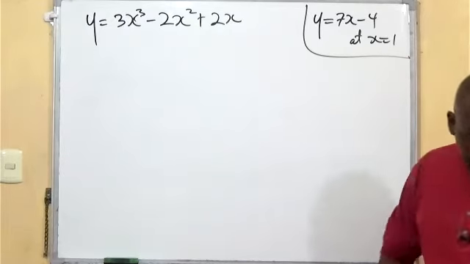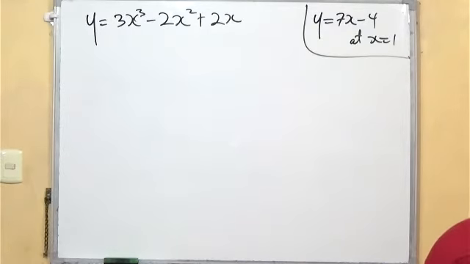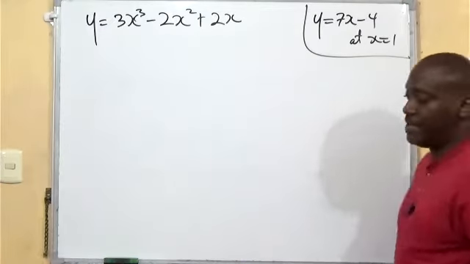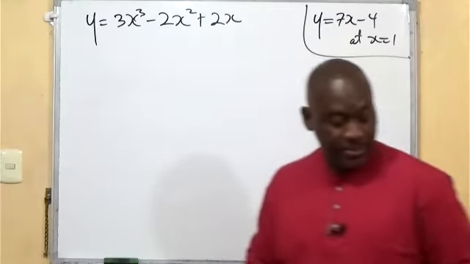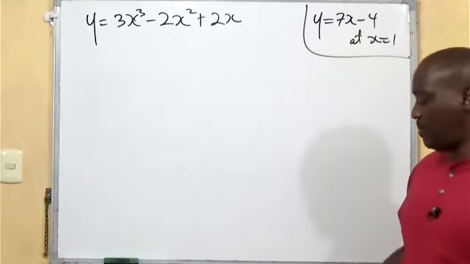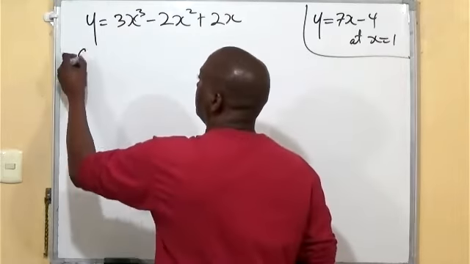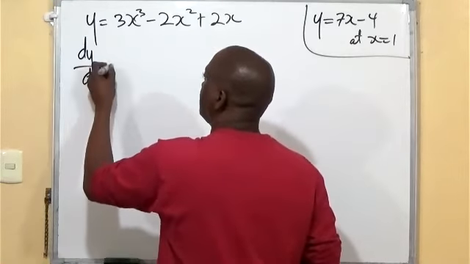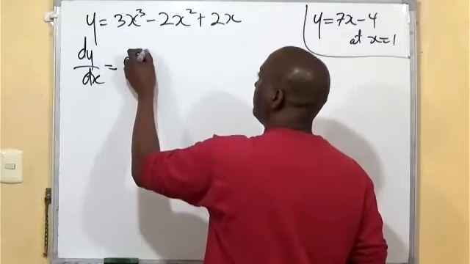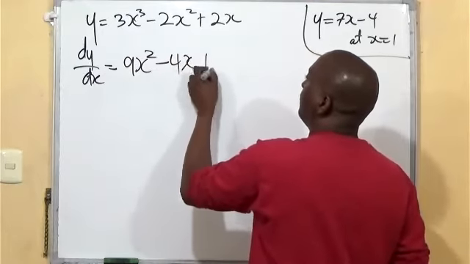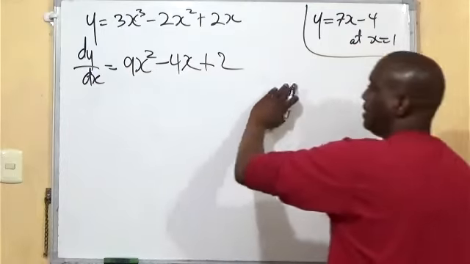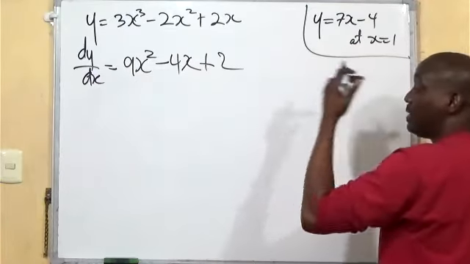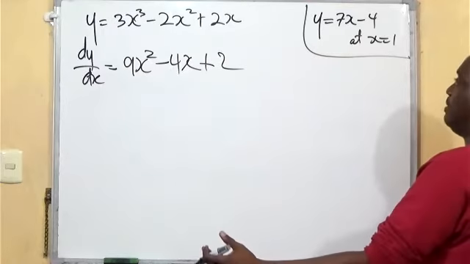So they wanted to show that the equation of the tangent to the curve at the point where x equals 1 is this, right? So if we're talking the equation of the tangent, the first thing we have to do is differentiate. So we're saying that dy/dx is equal to 9x squared minus 4x plus 2, right? So that is the gradient function, which will give you the gradient of the tangent at any point.